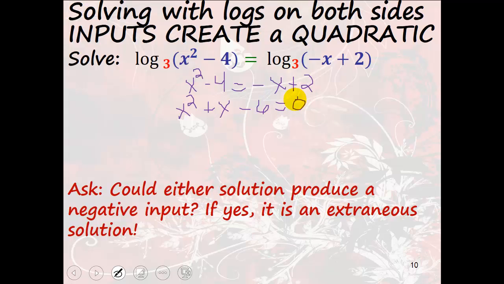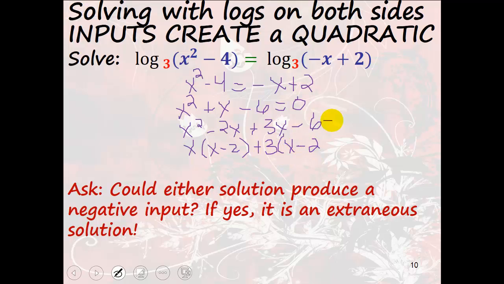And now I'm going to factor it. If you want to use the quadratic formula, feel free. This is going to factor into x squared minus 2x plus 3x minus 6, and then I'm going to group, and I'm going to get x times x minus 2 plus 3 times x minus 2. So I'm going to get x plus 3 and x minus 2, which means my solutions are going to be negative 3 and 2. So I have to make sure that both of them work, okay?